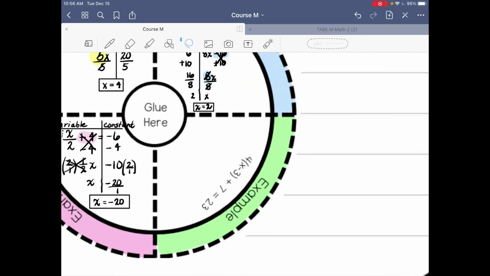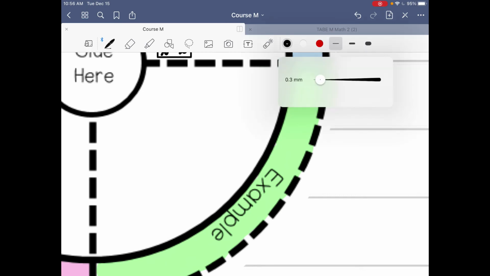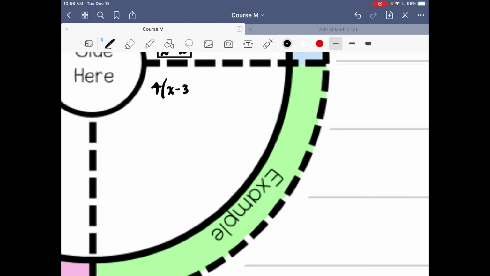Zooming in, the only space left is this one right here. I'm going to white that out and then paste in a new equation that is written in a way that I can solve it. So it is 4(x minus 3) plus 7 equals 23.